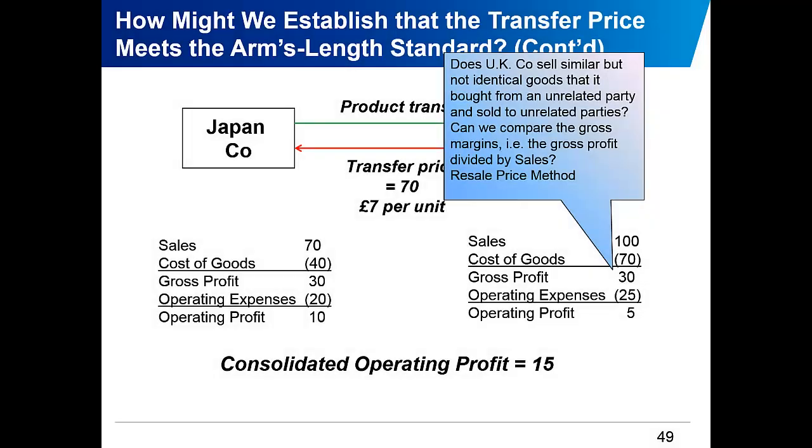The CUP isn't the only approach we might take. Another approach we might take is to ask the question, well, if the UK is selling these goods, what if it sells goods that are similar but not identical to the goods that it's buying from the related party and reselling? So for example, if it were buying televisions from the related party, what if it was buying DVRs from an unrelated party and it's selling those?